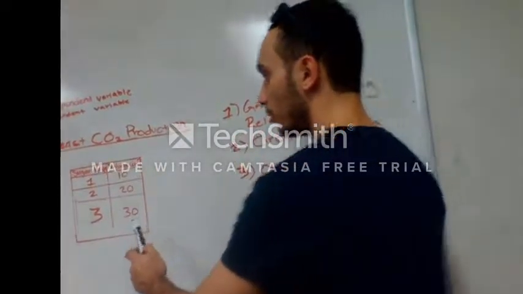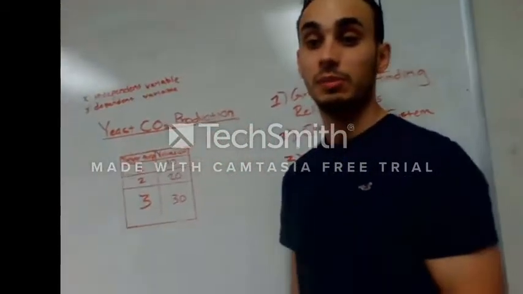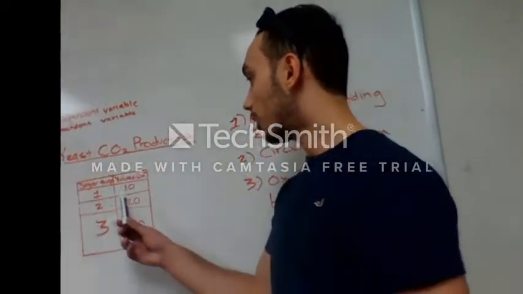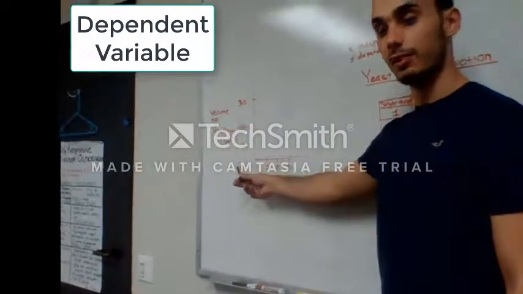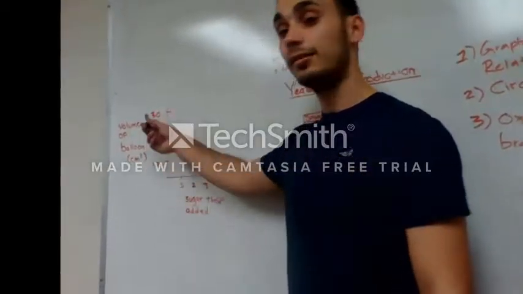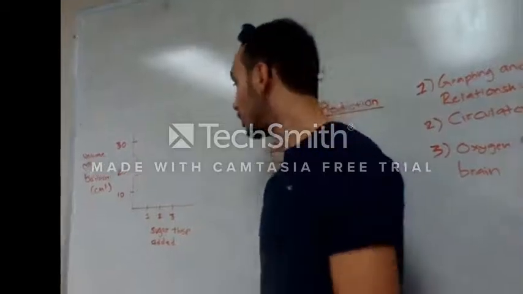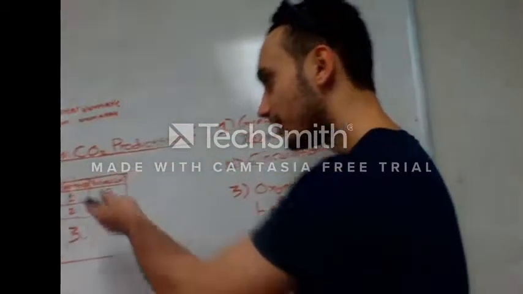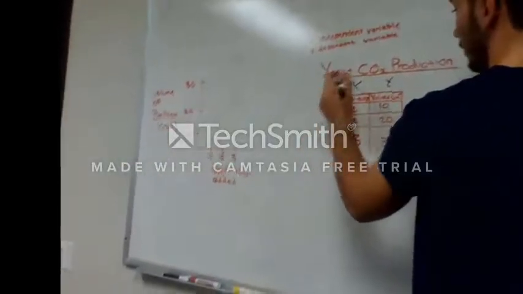So because the volume of the balloon is changing and different amounts of CO2 are being produced, we can assume that the volume is a dependent variable to this experiment, which we represent in the y-axis right here. So we have our x-axis for independent and our y-axis for dependent. So independent is what's being tested, dependent is what's being measured. So let's write out this experiment here. We have the data table with our x-axis and our y-axis, our independent, dependent.